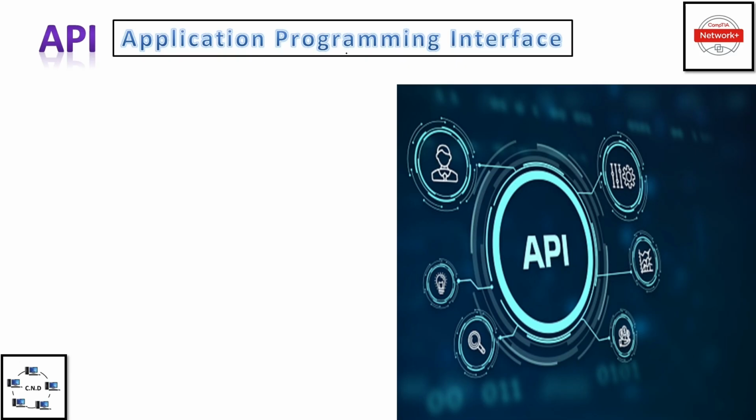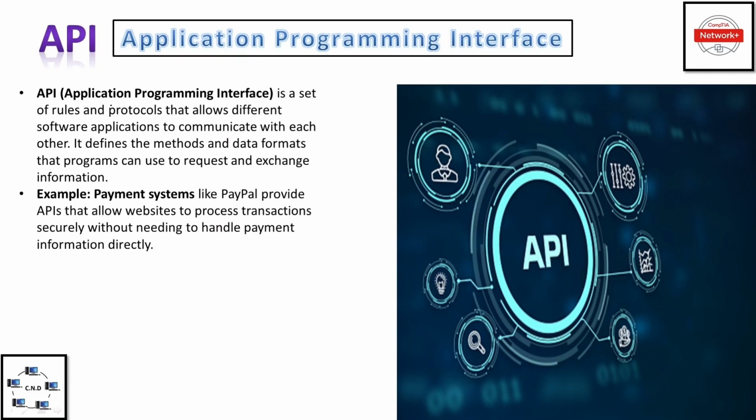API, Application Programming Interface. So, API, Application Programming Interface, is a set of rules and protocols that allows different software applications to communicate with each other. It defines the methods and data formats that programs can use to request and exchange information. For example, payment systems like PayPal provide APIs that allow websites to process transactions securely without needing to handle payment information directly.